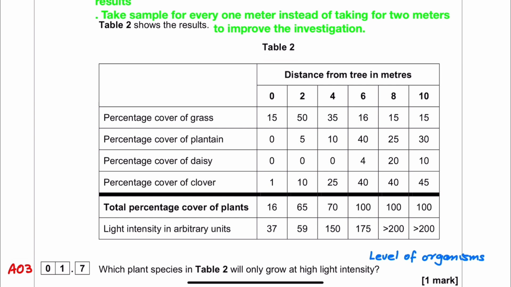Table number 2 is giving us different information. The distance from the tree in meters: 0 meter, 2 meter, 4 meter, up to 10 meters. The percentage cover of the plants is mentioned here. The total percentage cover of the plants is mentioned, and the light intensity in arbitrary units is mentioned here.